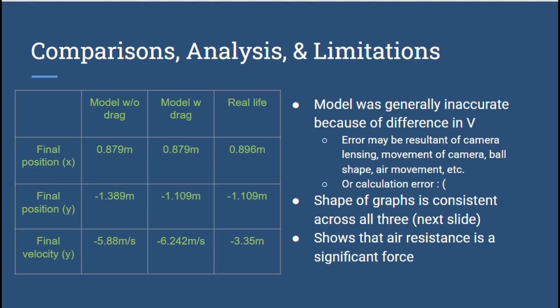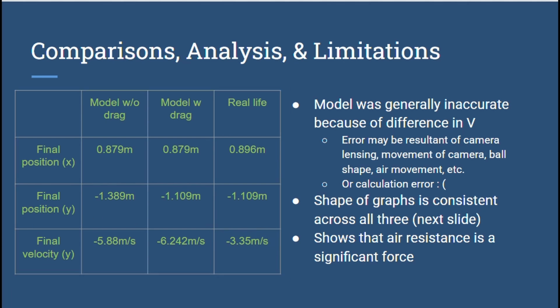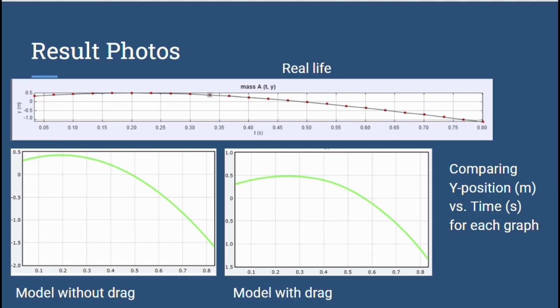But for the final velocity in the y direction, there's a little bit of a disparity between the three. Some of that could be because of camera lensing, movement of the camera, ball shape, air movement, etc. Or it could just be a calculation error by me, but you don't have to look too deep into that. Other than that, the shape of the graphs between the three models is pretty consistent, which shows that I think it was a pretty good model, which I'll show you on this next slide. There we go, and I'm comparing the y position in meters versus time for each graph, just because that's a graph that each website gives me.